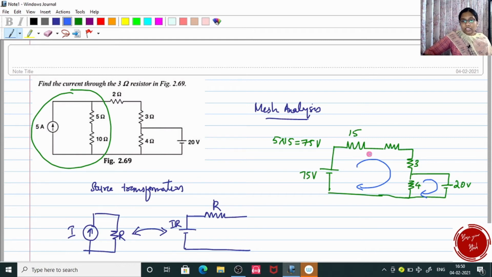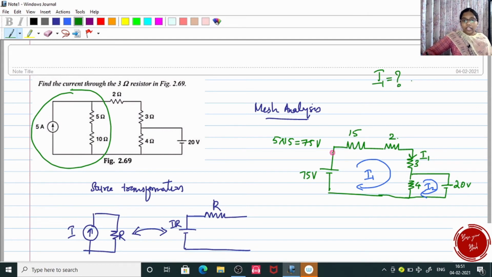Okay, so let's say loop 1 is having I1 current and loop 2 is having I2 current, and our task is to find the current through this 3 ohm resistor. Okay, so this is 2 ohms. So let us find the current through the 3 ohm resistor. According to our notations, you can see that I1 is the current that passes through 3 ohm, isn't it? So I1 is the current that is passing through this 3 ohm. So our task is to get the value of I1.